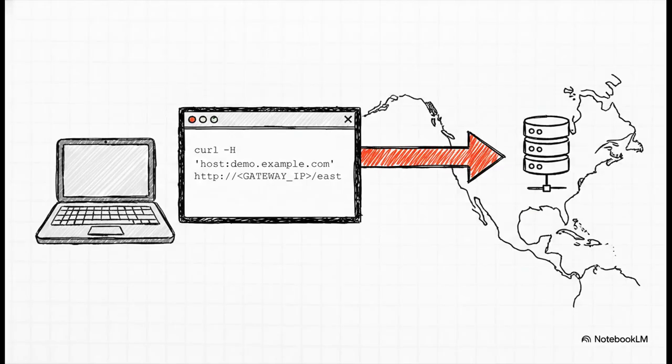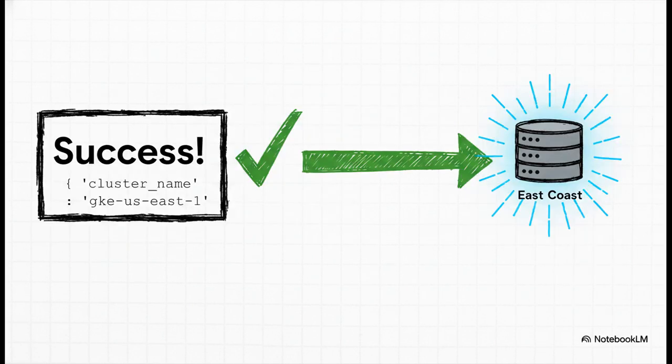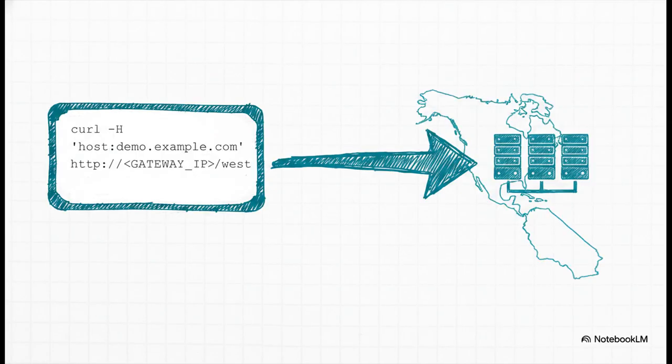All right, let's actually put this to the test. Here's a simple command we can use to send a request to our global gateway. And notice, we're specifically asking for the /east path. We're basically telling the system, hey, I want to talk to the East Coast, please. And there it is. The response comes back, and it clearly tells us that the cluster that served our request was GK US East 1. It worked. The gateway read our rule and sent our traffic exactly where it was supposed to go, thousands of miles away. Okay, let's try the other one, just to be sure.